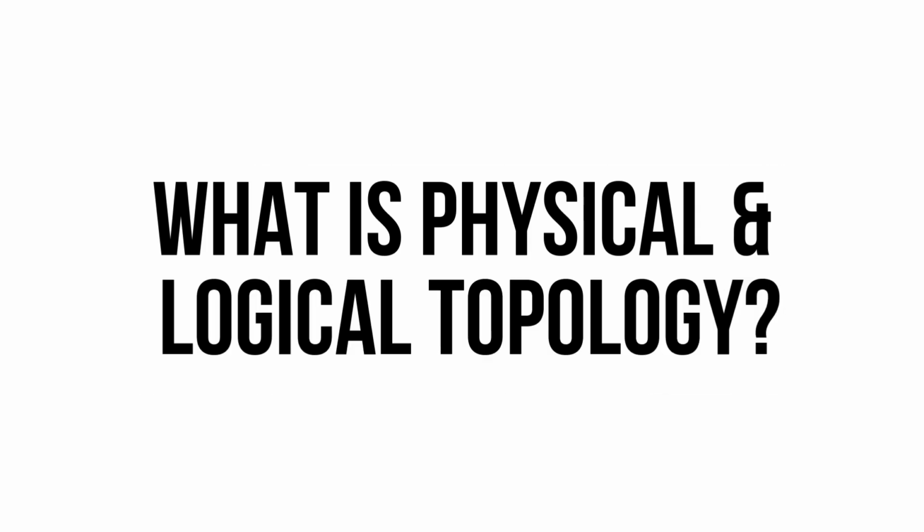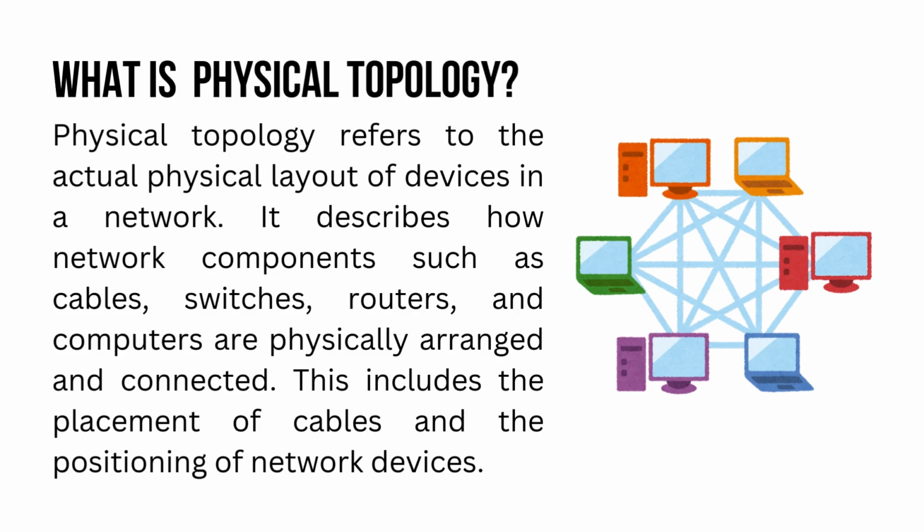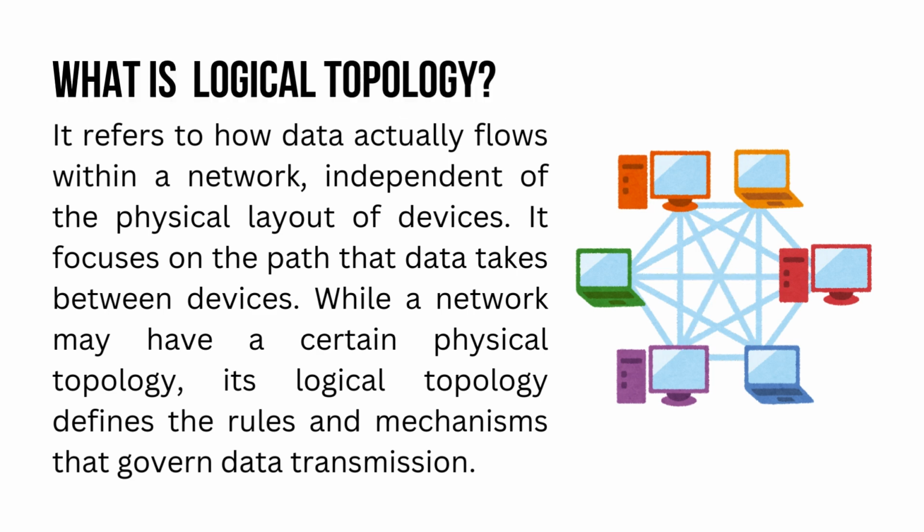First, let's clarify what we mean by physical and logical topology. Physical topology refers to the actual physical layout of our devices on the network. It is all about how the cables are laid out and how devices like switches, routers and computers are physically connected. Logical topology describes how data actually flows through the network regardless of its physical design. For instance, in a physically connected star topology, the logical topology could be a bus or a ring, depending on how the data is managed.